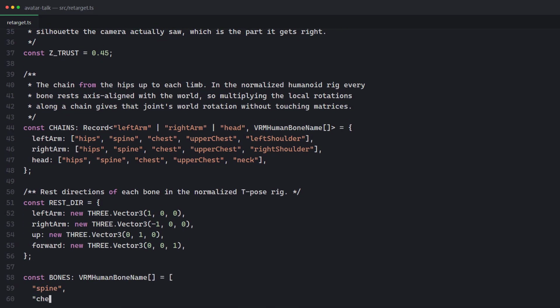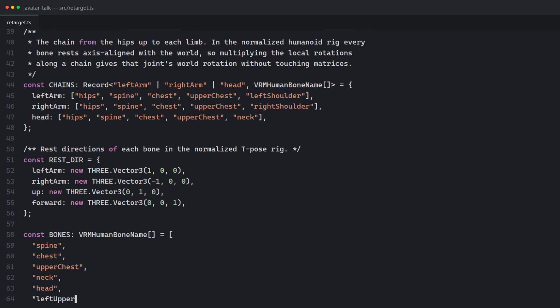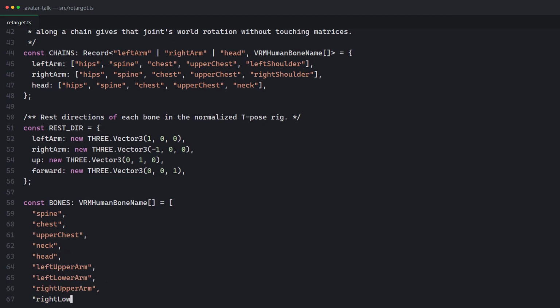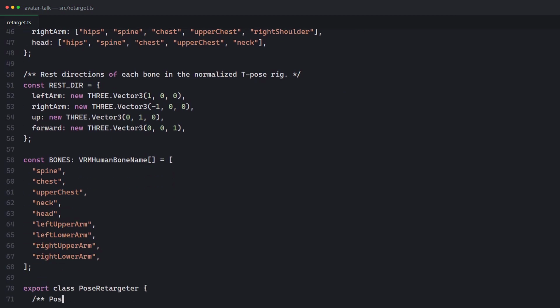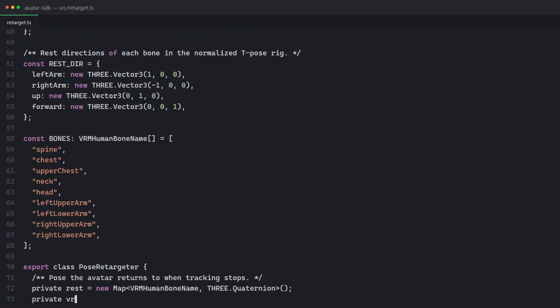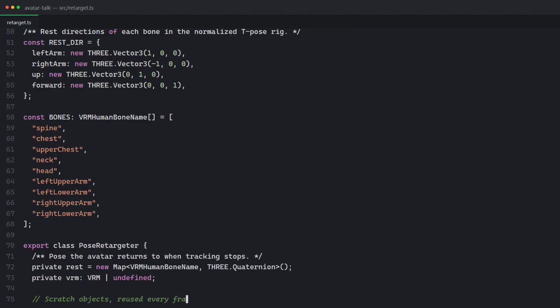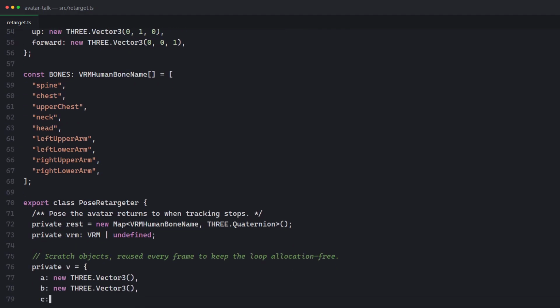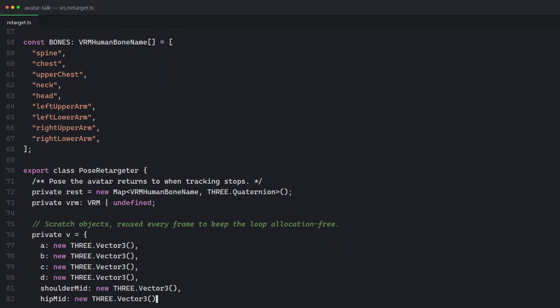But that rotation is in world space, and a bone's rotation is stored relative to its parent. So we walk up the chain, multiply the rotations above it, and divide that back out. The forearm is the neat part, its parent now includes the upper arm we just set, so what falls out is the elbow bend itself, relative to the arm.